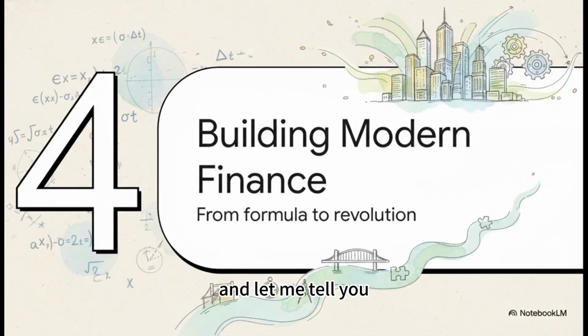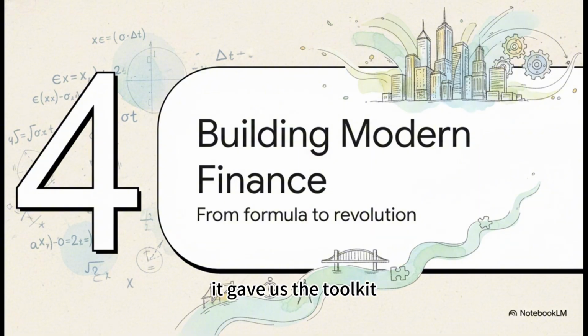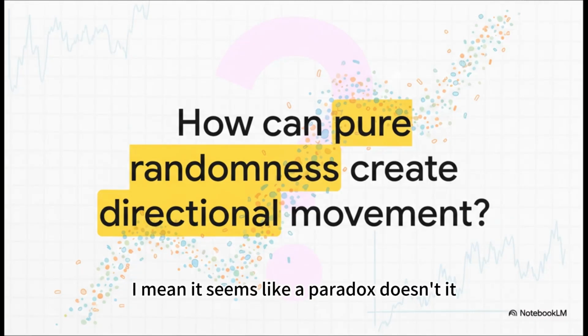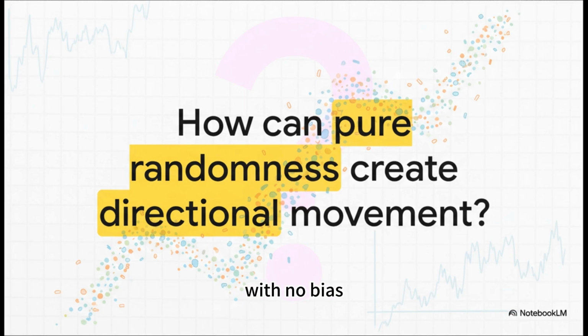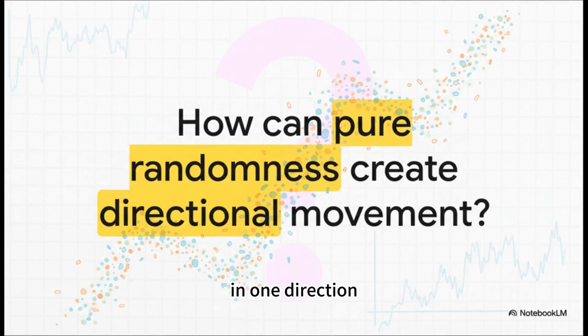And let me tell you, this one little mathematical correction didn't just fix some obscure formula. It unleashed an absolute revolution. It gave us the toolkit to build the entire structure of modern quantitative finance. And to really get a feel for it, let's use an analogy. I mean, it seems like a paradox, doesn't it? If something is just randomly jittering back and forth, left and right, with no bias, how can that possibly create a consistent push in one direction?